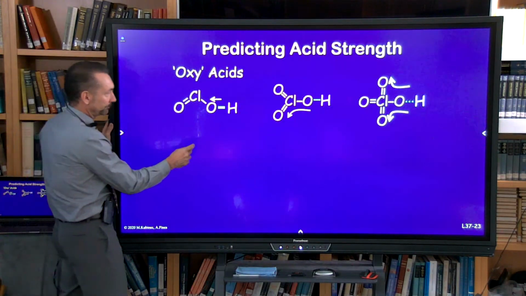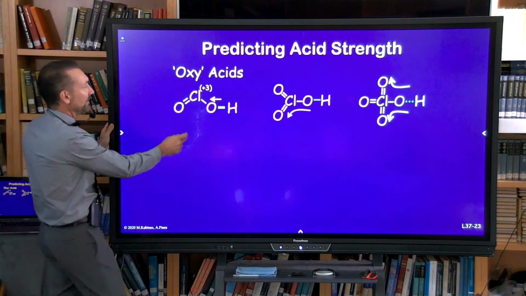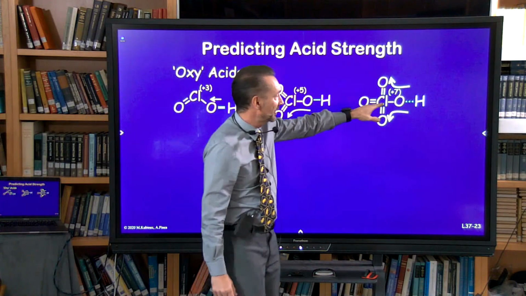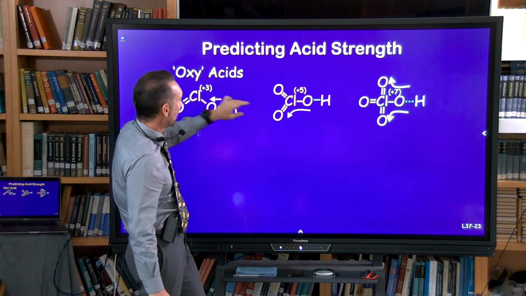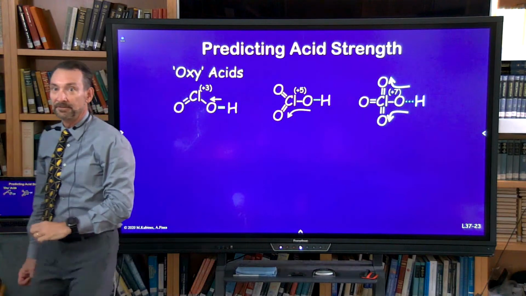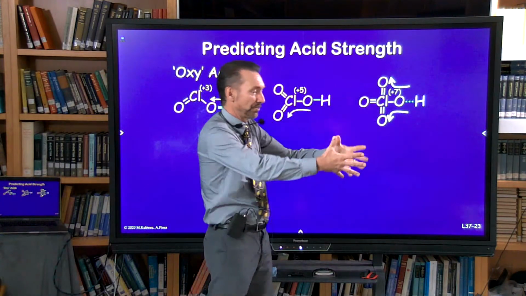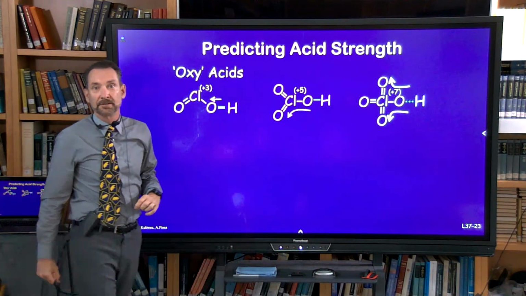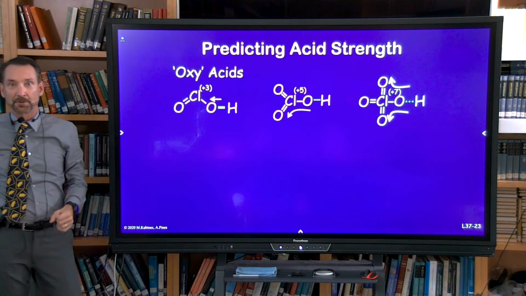And that is reflected in the oxidation number of the chlorine. So you guys could calculate the oxidation number of the chlorine, and if you have high oxidation numbers, you get stronger acids. You can think about that as those positive charges, or those oxygens, reducing the strength of that interaction, making it easier for that proton to leave.